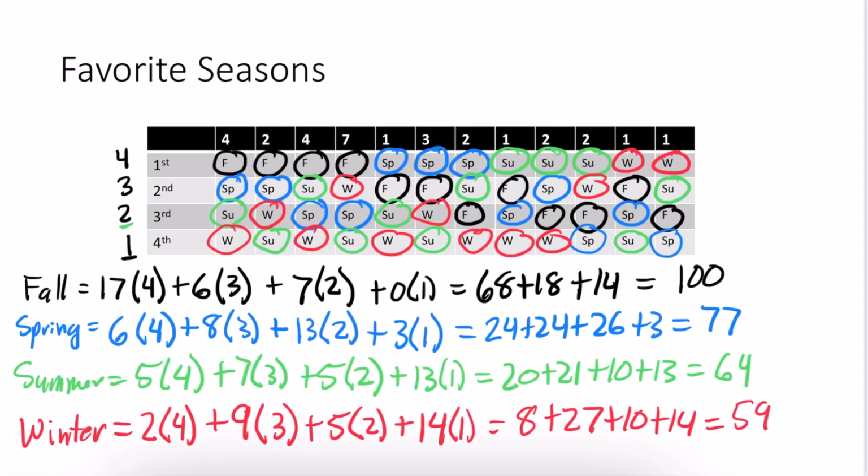And so, based on the Borda count method, the favorite season or the winner of this preference schedule vote would be fall because its Borda count is the largest. And so, the winner in this case would be fall. And that's how you do the Borda count.